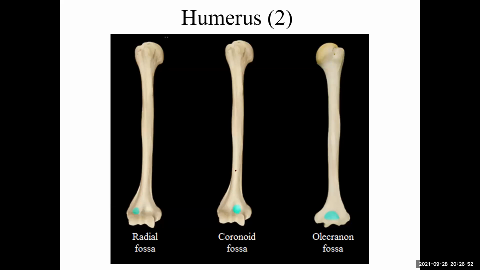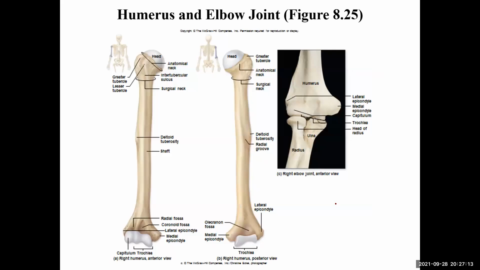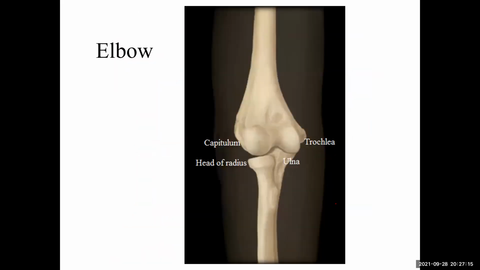So keep in mind, these fossas are depressions. You have two on the front, there's the radial fossa, and then right next to it in that circle that I just drew is the coronoid fossa. That's on the anterior aspect of the humerus. On the posterior aspect here in the back, there's the olecranon fossa. All right, so here you can see the elbow joint and the bones and how they articulate with one another. All three of those bones make up your elbow joint.